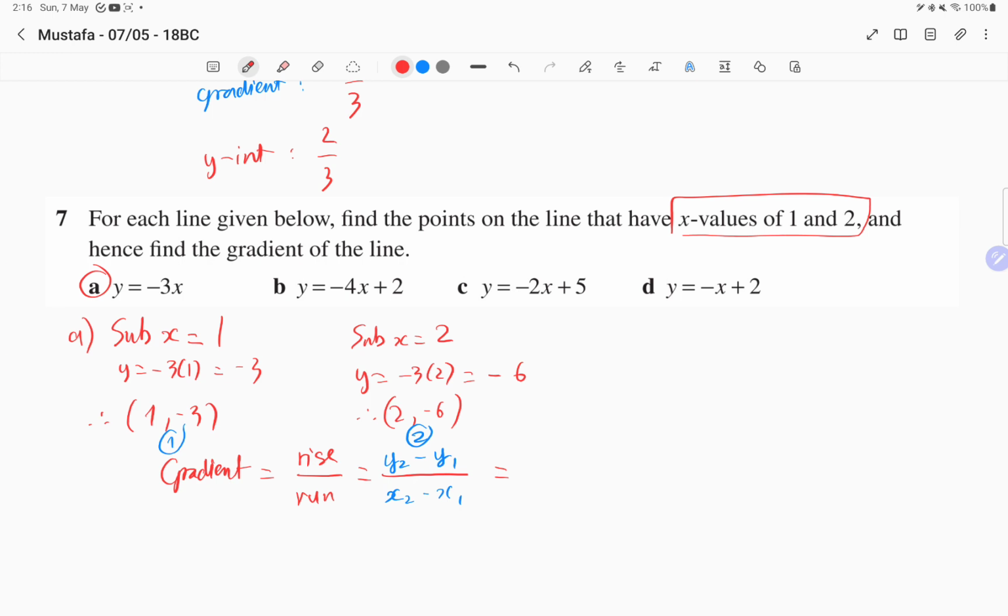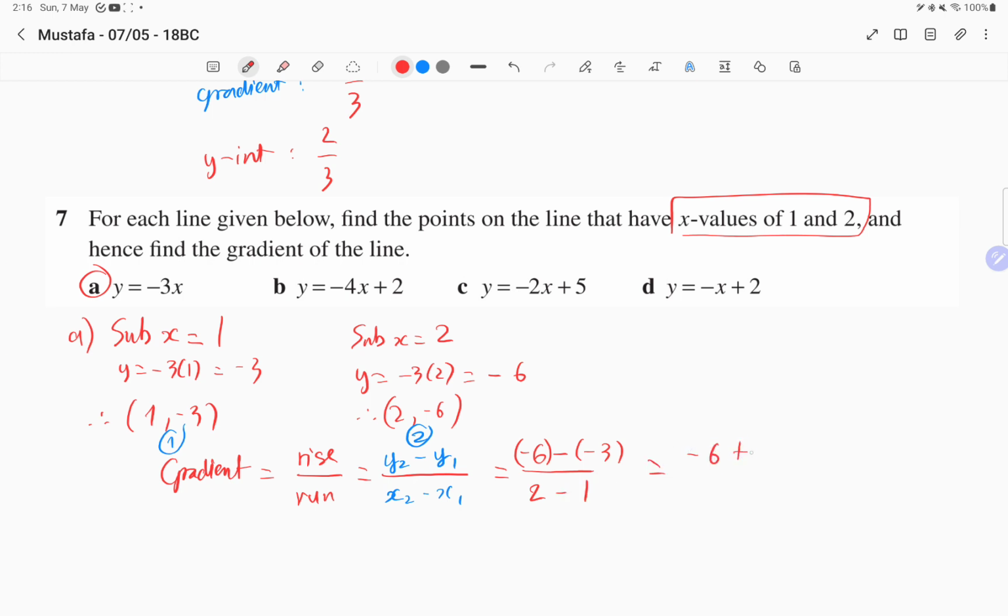What's y2? Y2 is -3, -6. Yes, it's the y coordinate of point 2. Minus what's y1? -3. So note that when you sub in these values, I like to put them in brackets because you might minus. What's x2? 2, and x1 is 1. Then you work it out.